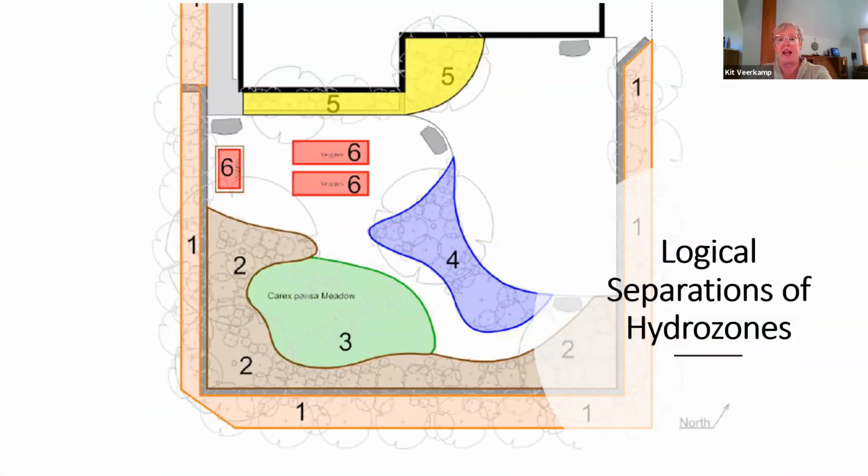So this is just a diagram of how logical separations in hydrozones should work and what you should attempt to do in terms of grouping the plants together so that you get more efficient watering.